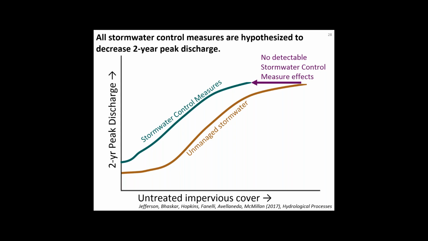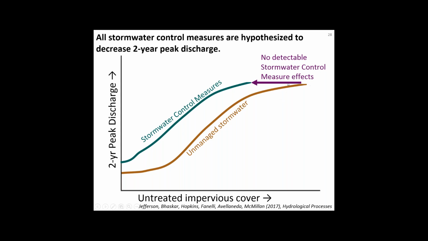So what we're showing here on the x-axis is untreated impervious cover increasing. As we're developing, in particular this unmanaged stormwater curve, we're developing with more impervious cover that's not treated by stormwater control measures, so that's what unmanaged means here. On the y-axis, the 2-year peak discharge we would expect to increase, maybe increase more in a critical zone of impervious cover, and maybe be less sensitive at the edges. But in general, increasing peak discharge.